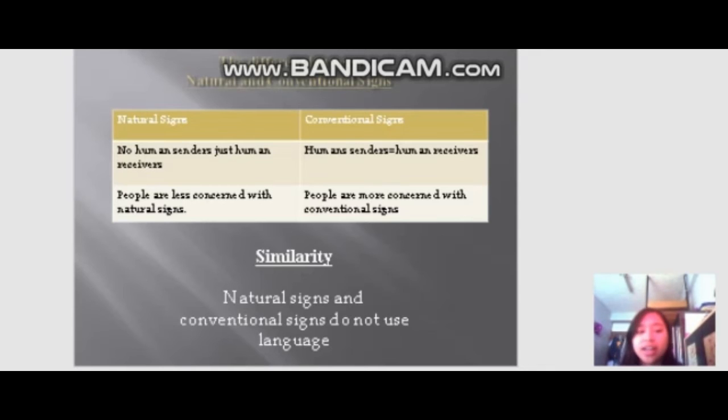And here there are two non-linguistic signs that we have to consider. So let's see the difference between natural and conventional signs. Okay, first, natural signs: no human senders, just human receivers. And people are less concerned with natural signs. On the other side, for conventional signs, there are human senders and also human receivers, and people are more concerned with conventional signs.